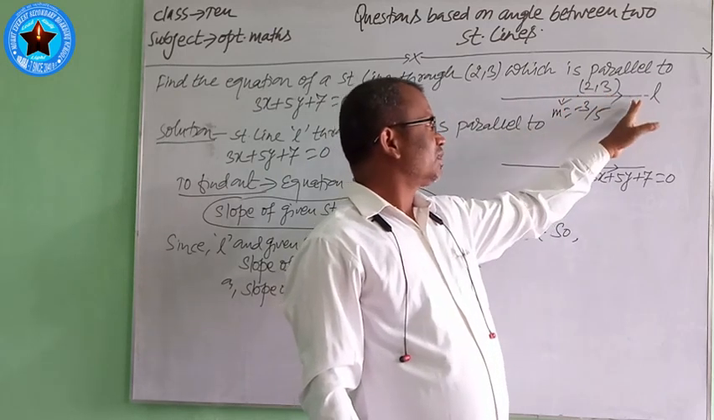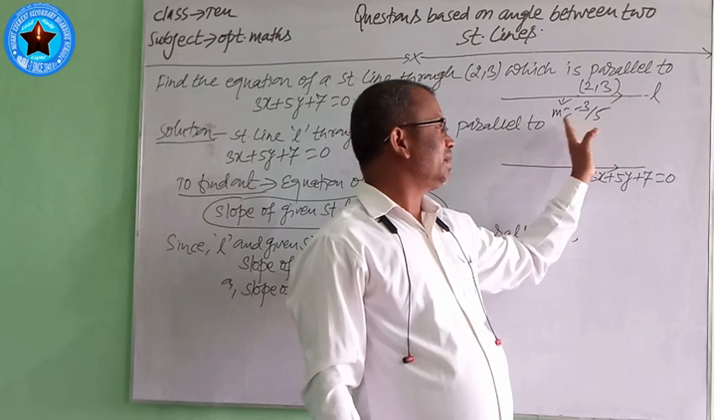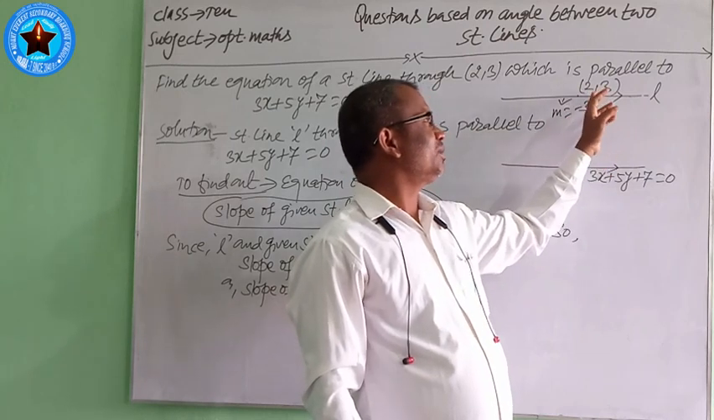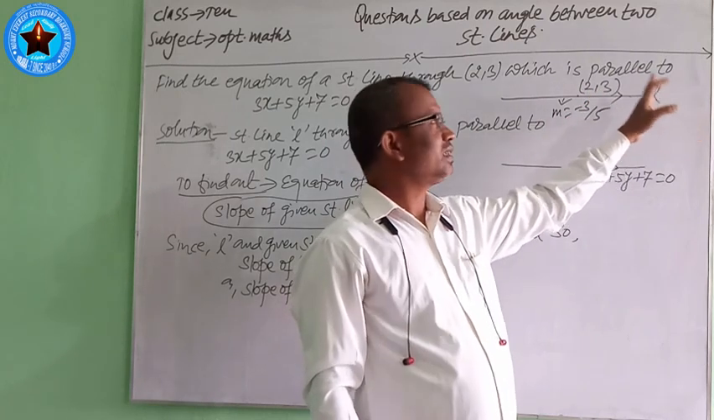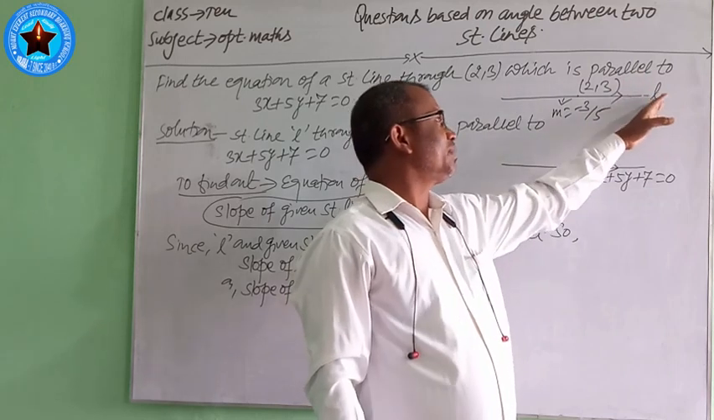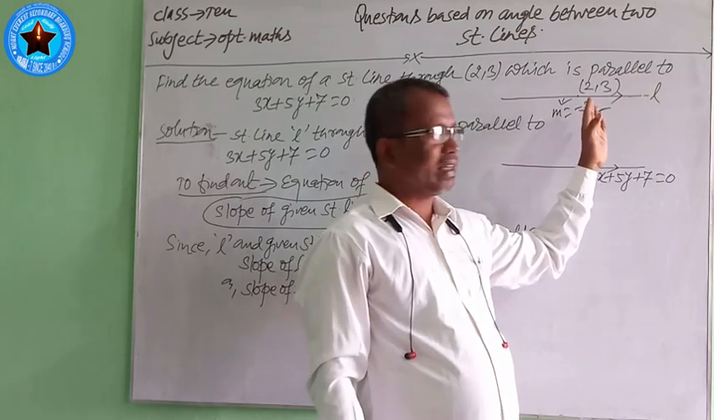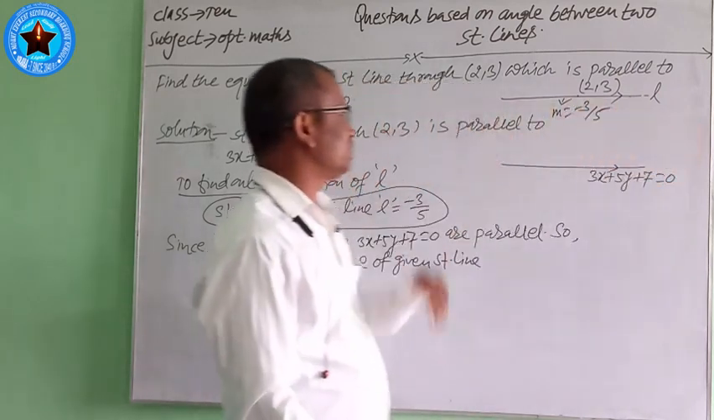That is, the slope of the straight line L, m equals minus 3 by 5, and a point (2, 3) on the straight line L. These two are given, therefore we can use point slope form to find the equation of L.